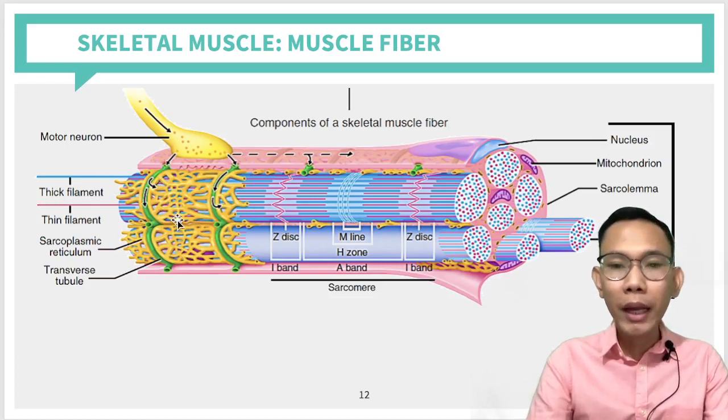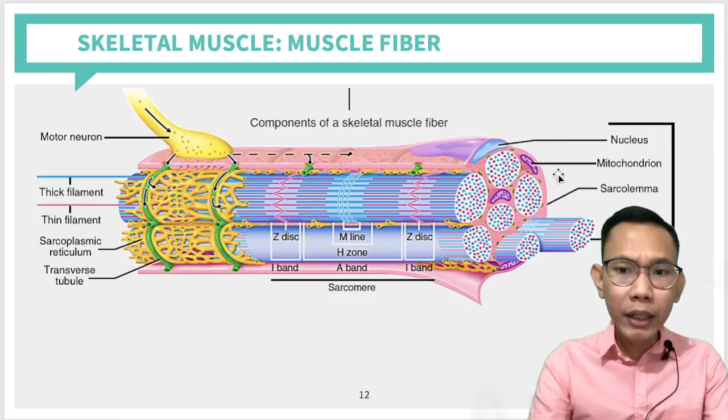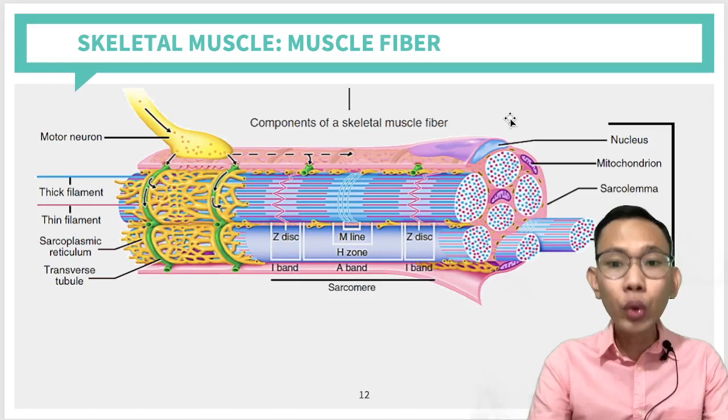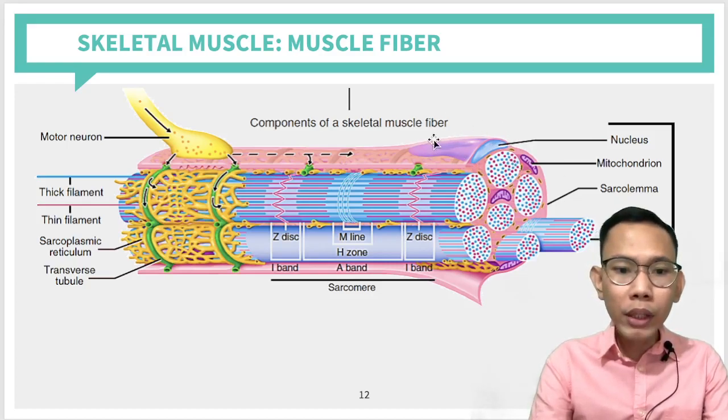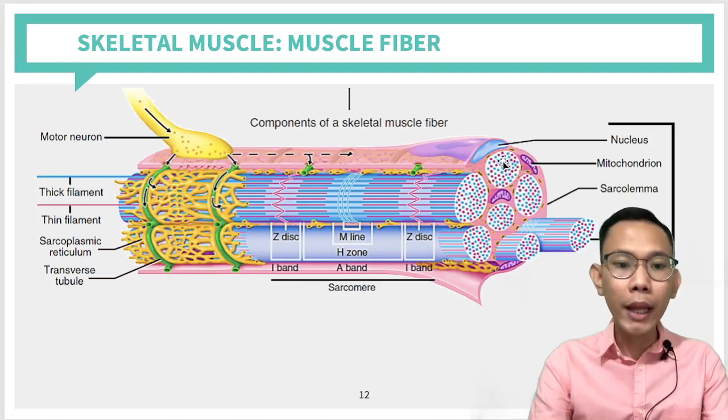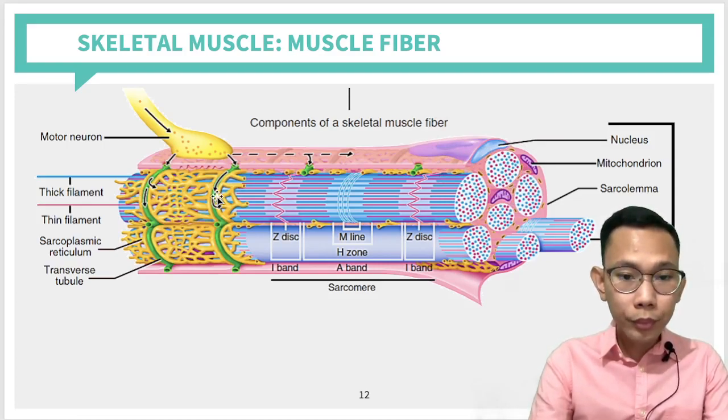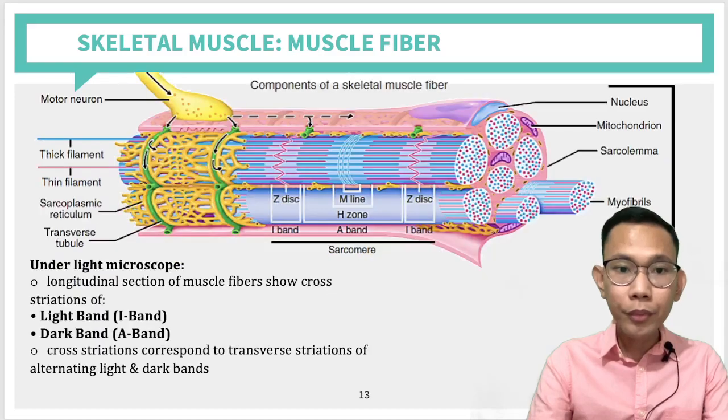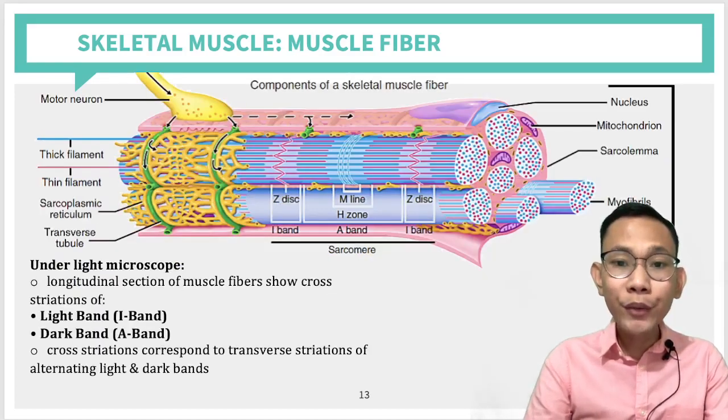Again, one important or distinct feature of your muscle fiber is that the nucleus is located peripherally. As you can see here, this one is the nucleus. It is located peripherally, and it is a multinucleated cell. This muscle fiber will have several nuclei, but the nuclei are located peripherally. So these are the components of your skeletal muscle fiber.